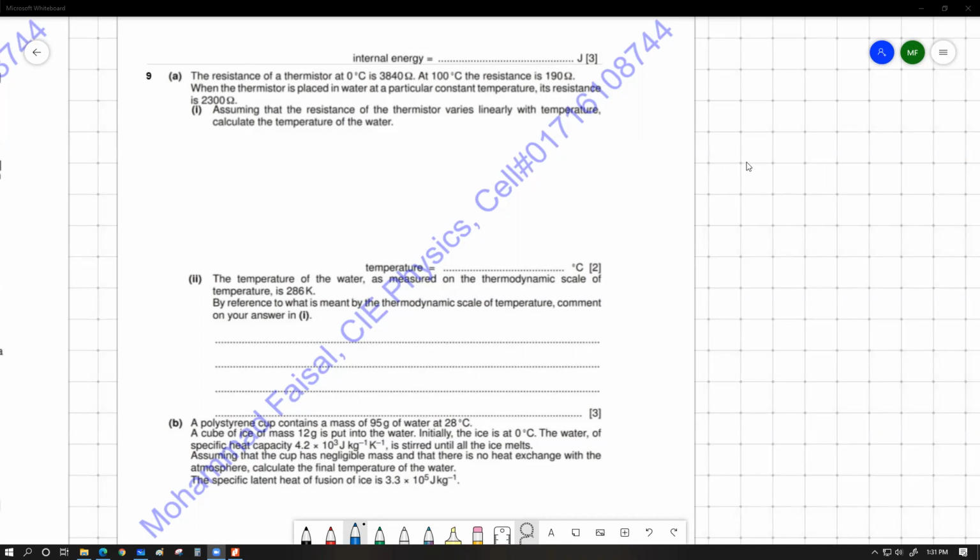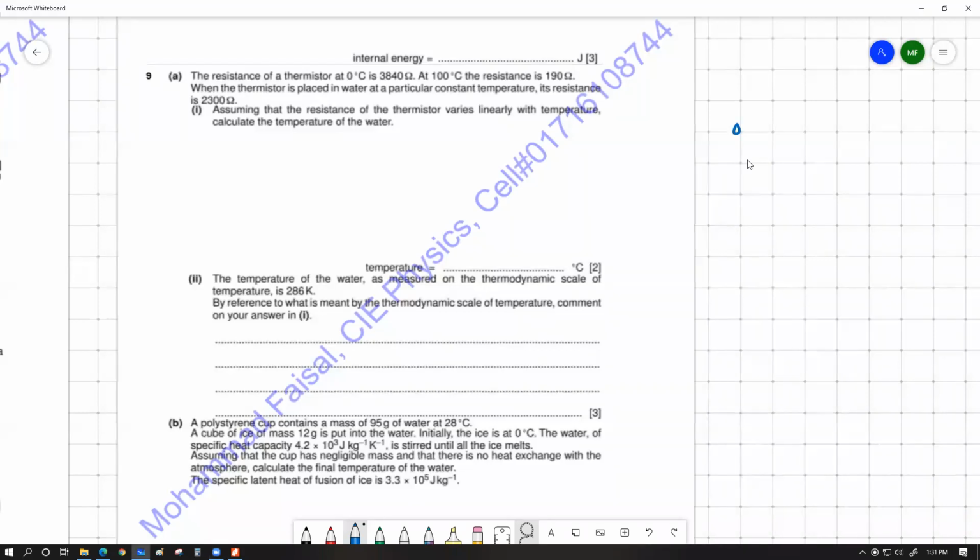What we have is, in this case, we are provided with the temperature of two different scenarios. At 0 degrees Celsius, we have the resistance that is 3840 ohm. Then at 100 degrees Celsius, we have the resistance that is 190 ohm. And we are given that at a certain unknown temperature the resistance is 2300 ohm, which falls somewhere in between on this scale. What is the temperature? So let's say that would be theta degrees Celsius.